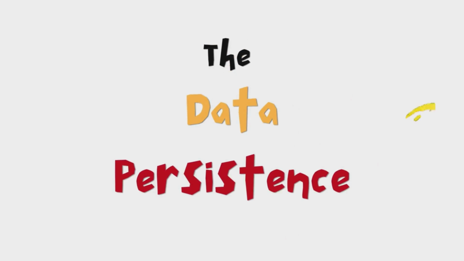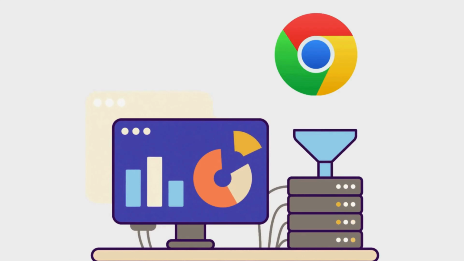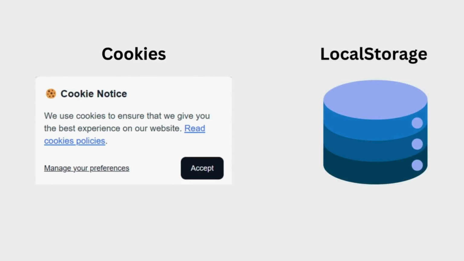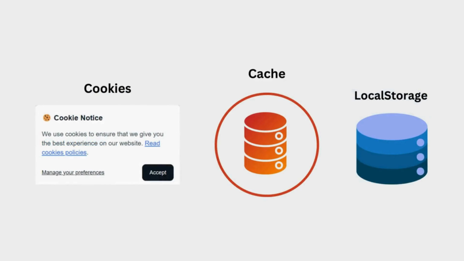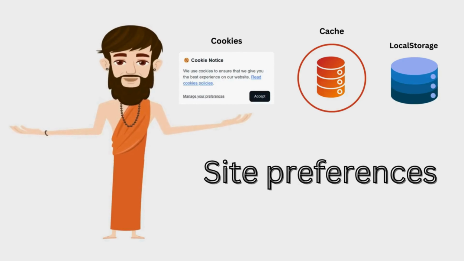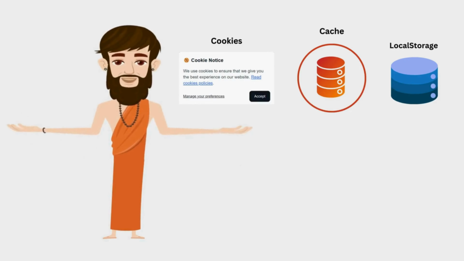Another important part of the browser's architecture is data persistence. This component helps the browser store data locally on your device. Things like cookies, local storage, and cache are examples of this. When you visit a website, the browser can store small bits of information like login details or site preferences. So the next time you visit, it loads faster and remembers your settings.